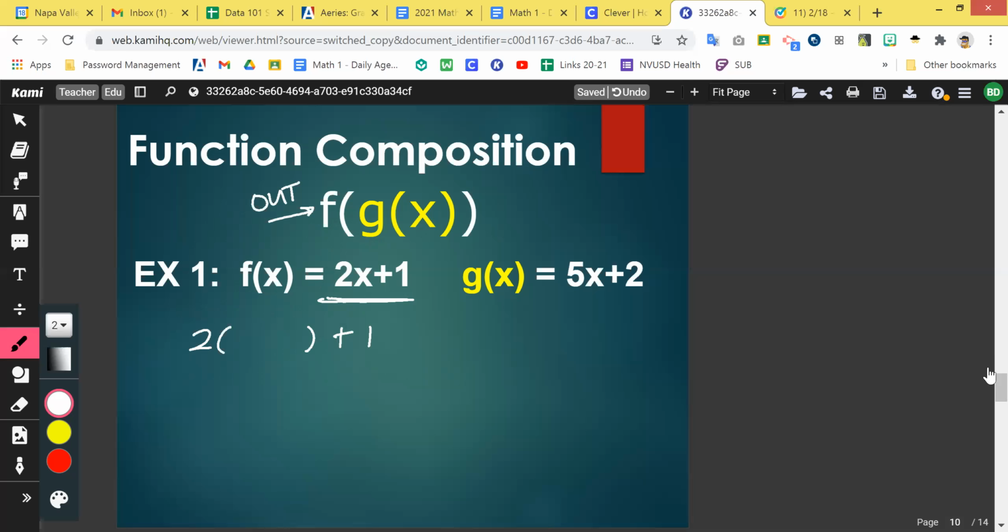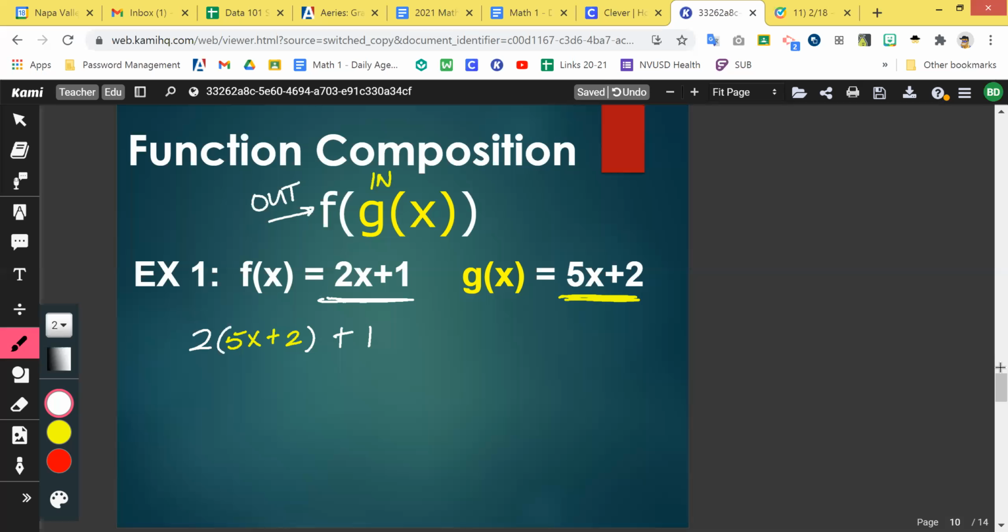Okay. Now we think about the inside letter. So the inside letter is g, so that literally means that inside the parentheses, we're going to write the function for g. So in the parentheses that I just left, we're going to put 5x plus 2. Okay. So when you look at the function composition, you're looking at the outside letter. That's what you start with. So you write that down. And then you're literally putting the inside function into those parentheses.